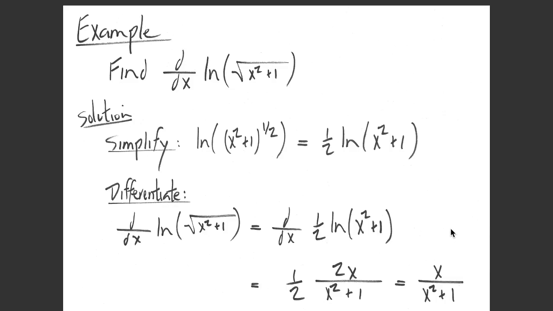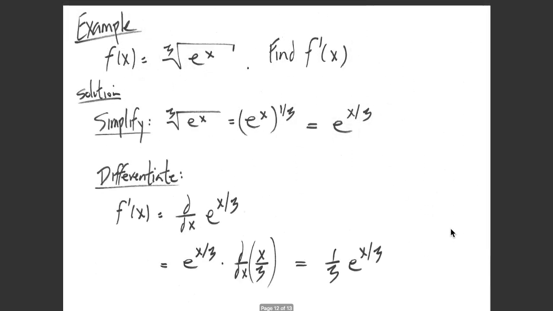Let's look at another example. What if you had the cube root of e to the x? How would you find the derivative of that? Well, first you want to rewrite. The cube root of e to the x is the same as e to the x to the 1/3 power, and then use a property of exponents. E to the x to the 1/3 power is the same as e to the x times 1/3, or just e to the x over 3 power.